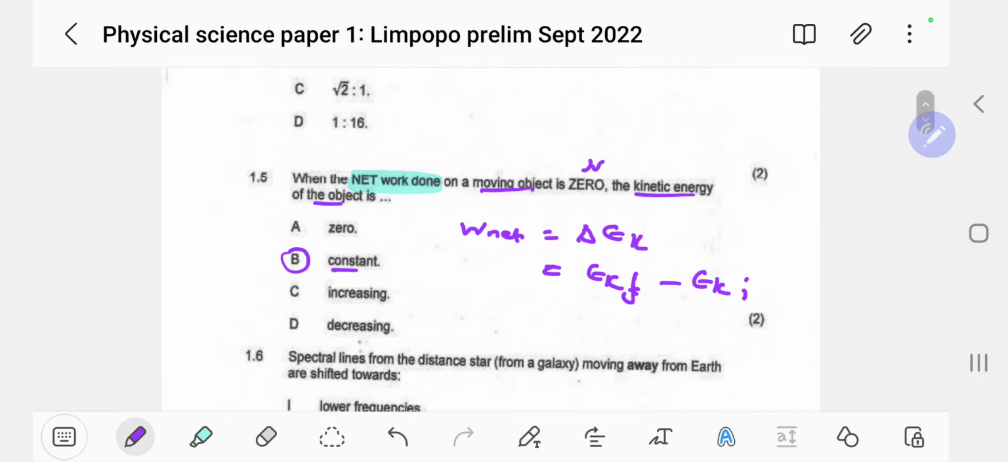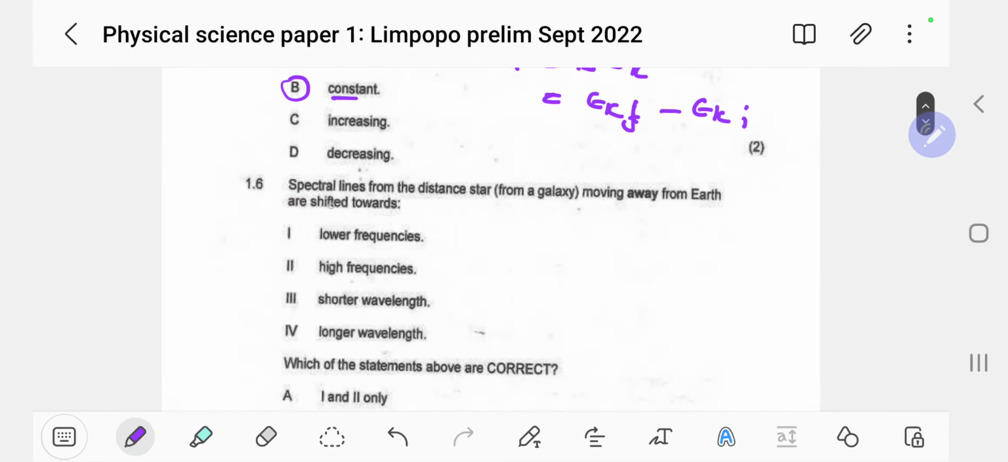All right, so easy. 1.6 says spectral lines from a distant star, which is from a galaxy, moving away. So we're moving away from the Earth. Now, when we move away, we're talking about a red shift.